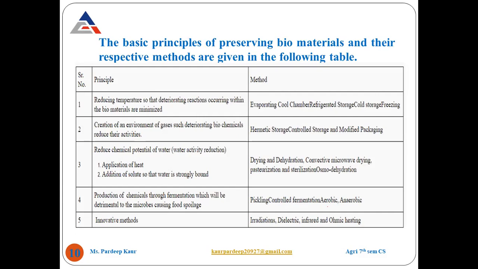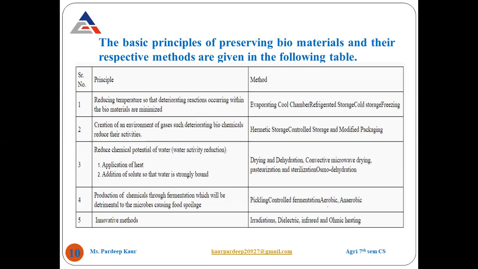So the first principle is reducing the temperature of various food materials in order to minimize their biochemical activities. For this principle, we use evaporating, cool chamber, refrigerated storage, cold storage, or freezing methods. So if we want to reduce the temperature of any food material in order to minimize its biochemical reactions, we can use the evaporating method, cool chamber, refrigerators, cold storage method, or freezing method.